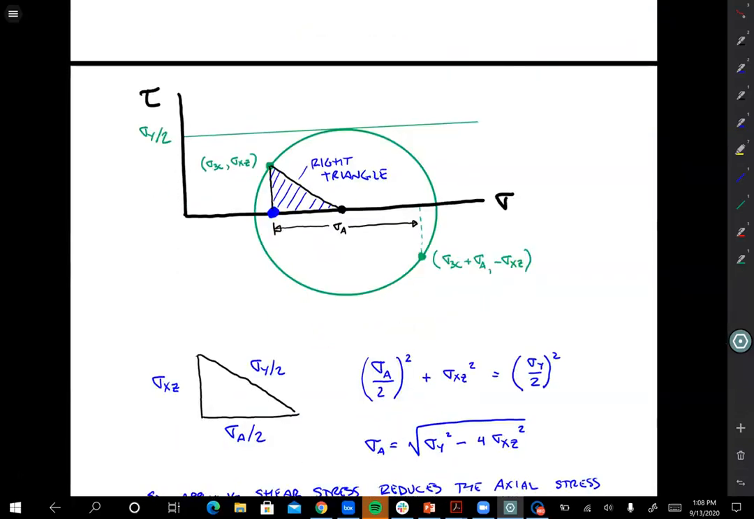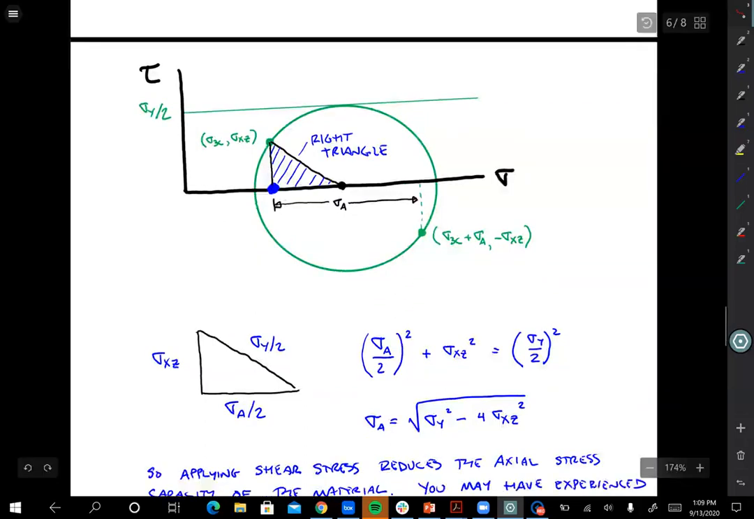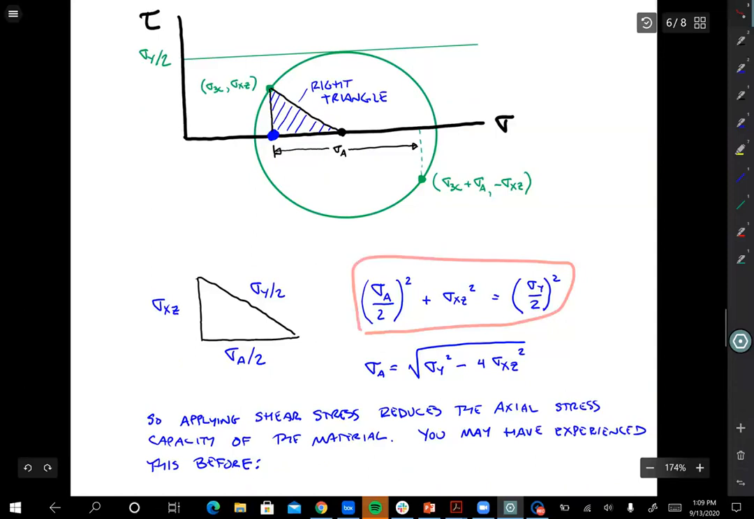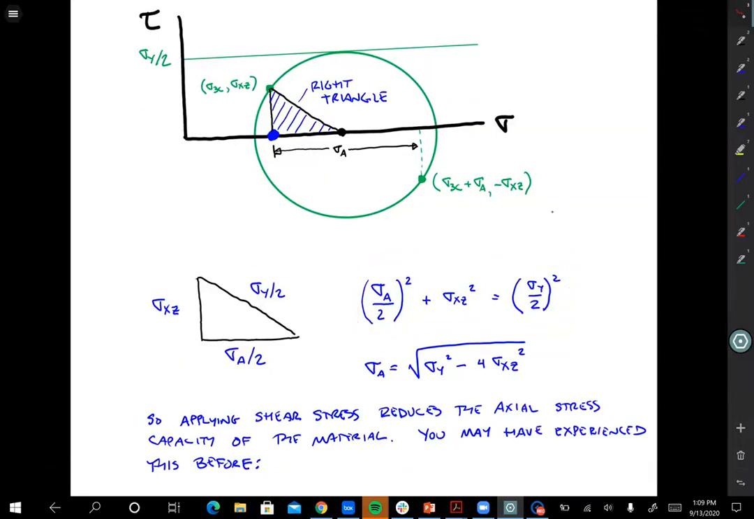Now, if we want to solve for how much sigma A is, we can easily do that using trigonometry. So what I'm going to do is copy the circle over here, and then we have this right triangle right in the middle that we're going to look at. If we bring that right triangle down here and start labeling the different side lengths, we have sigma A over 2 on the bottom, sigma xz on the vertical, and then sigma y over 2 is the hypotenuse. So we can use very simple trigonometry here, the Pythagorean theorem, and you find that sigma A is equal to the square root of sigma y squared minus 4 sigma xz squared, right?